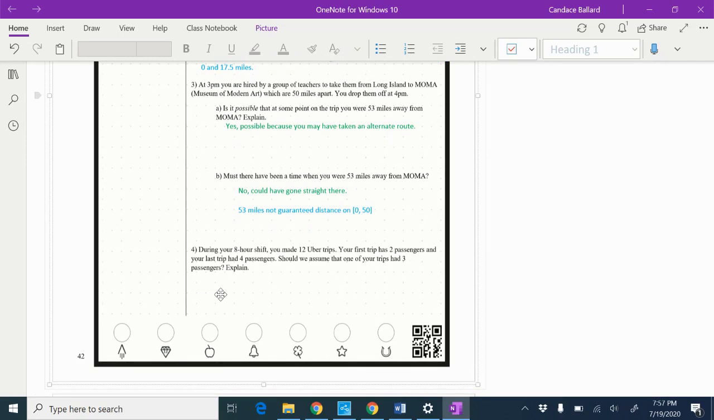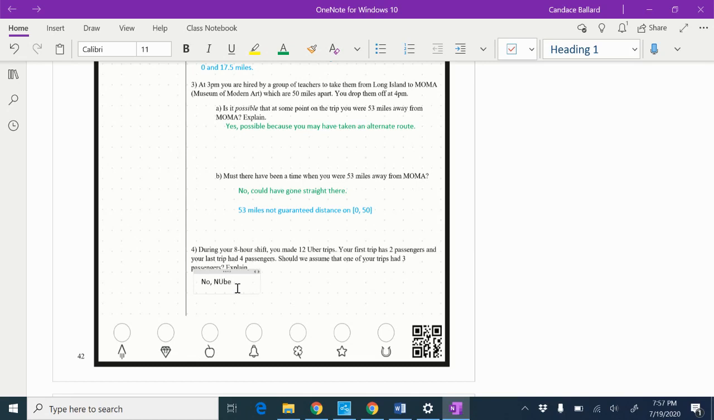Okay, and then finally, during your 8-hour shift, you made 12 Uber trips. Your first trip has 2 passengers and your last trip had 4 passengers. Should we assume that one of your trips had 3 passengers? Explain. Well, the passengers aren't guaranteed in between things. So the number of passengers isn't a guaranteed item. So I would say no.